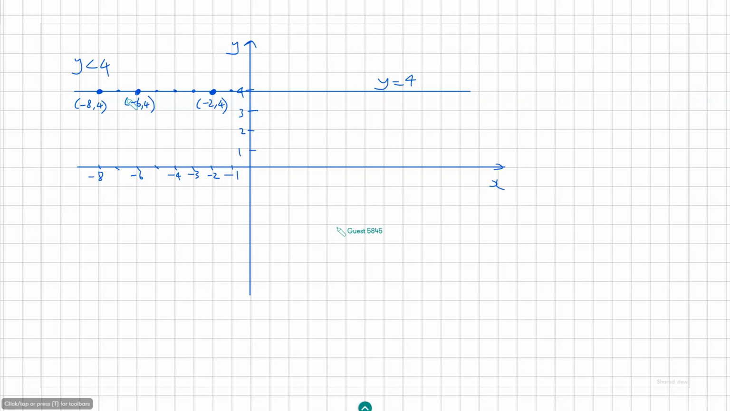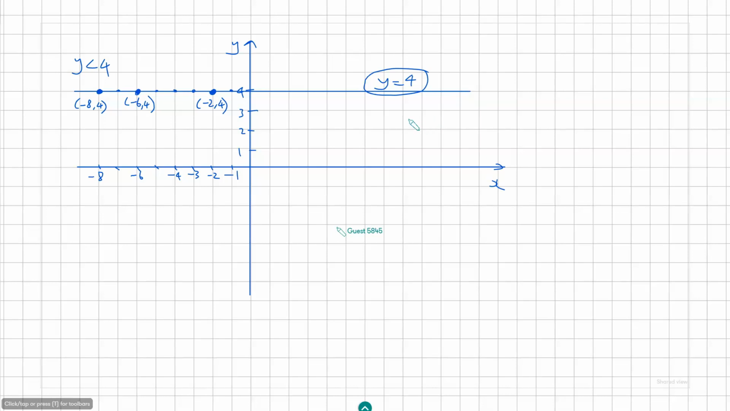When you add them, they equal less than 4. No, not when you add them. They all have 4. Yeah, the y coordinate is 4 in each case, right? That is what you observe. Or you can say y is equal to 4. That is the equation of this line.